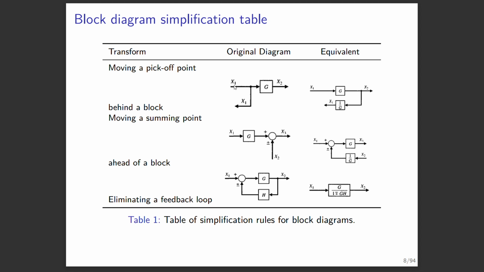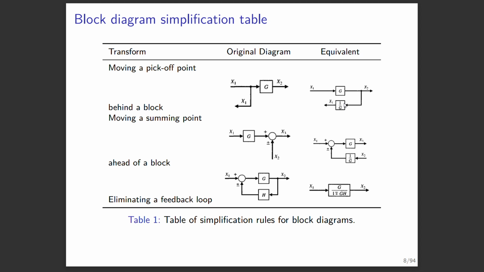Here, if I go from this point to here, I have nothing. I have just 1 on my way. So now if I'm moving this G to the left, I need to add 1 over G to simplify each other. So we use these rules and these equivalent forms in more complicated block diagrams to simplify them.